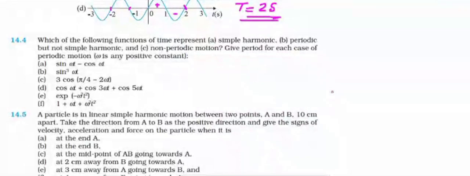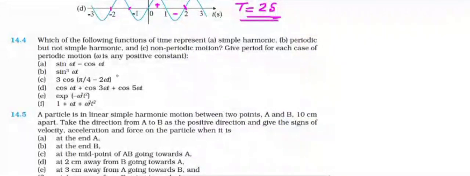Then question 4. Which of the following functions of time represent simple harmonic, periodic but not simple harmonic, and non-periodic motion? Give period for each case of periodic motion. Omega is any positive constant. Okay, take the first case. It is sin omega t minus cos omega t.